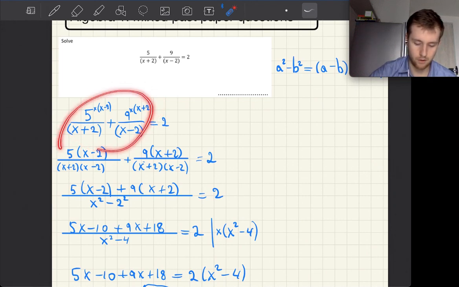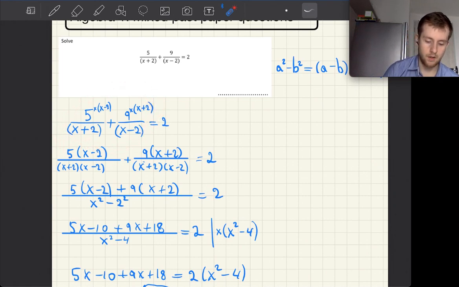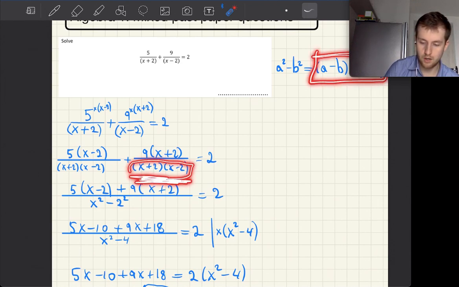So you have to find the common denominator, okay? Then when we add them together, you see, I simplified a little bit. So I saw that we have this formula here, right? (x + 2)(x - 2) is just the same as (a + b)(a - b), right?